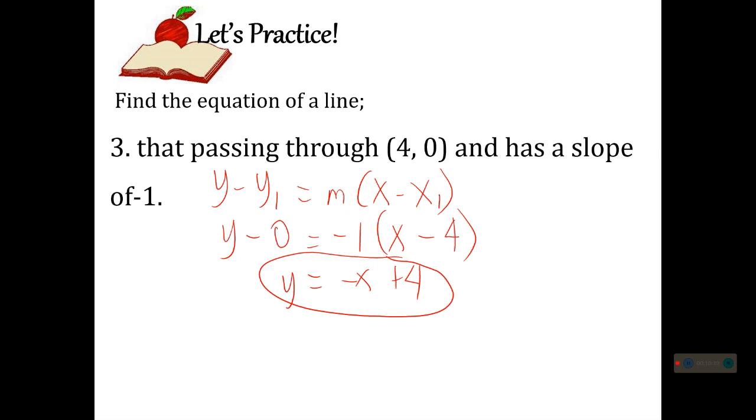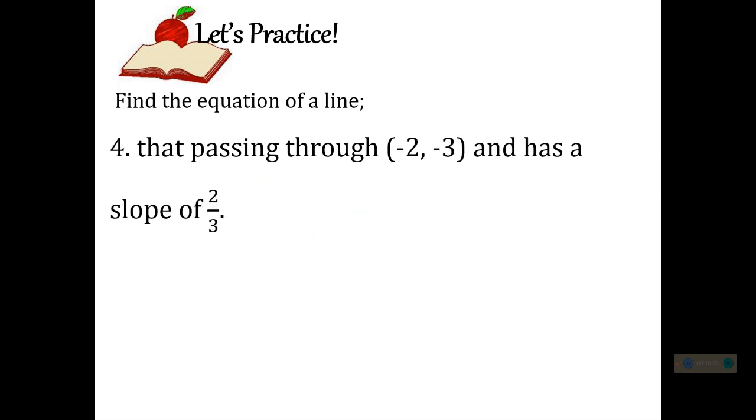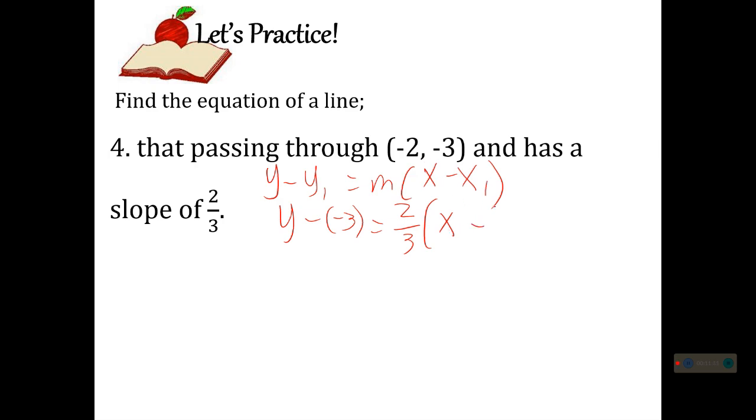Okay? Question? So let's have another one. Find the equation of a line that passes through negative 2, negative 3, and has a slope of 2/3. Okay. So again, the formula is y minus y sub 1 equals m times x minus x sub 1. So we have y minus our y sub 1, which is negative 3, equals our slope 2/3 times x minus our x sub 1, which is negative 2. Again, if you have negative numbers as given, you will have to enclose them in parentheses.